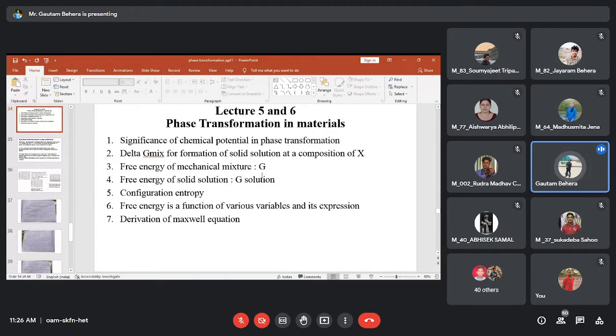And the next content is the delta G mix. That is free energy of mixing for the formation of solid solution at a composition of X. Then free energy of mechanical mixture G, free energy of solid solution, that is G solution, then configurational entropy, then free energy as a function of various variables. We'll see that and its expressions, and derivation of Maxwell equation. I think most of the things you have already covered in your thermodynamics and kinetics course. Again we'll see that today.